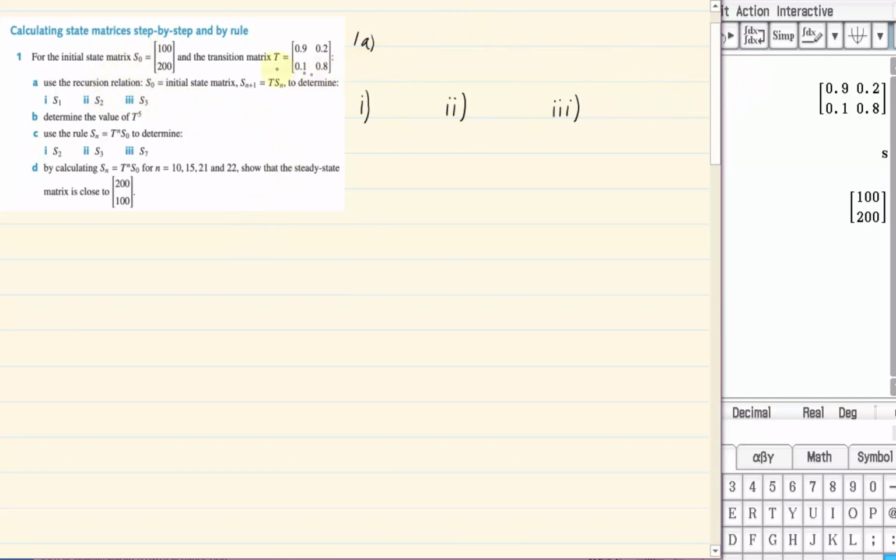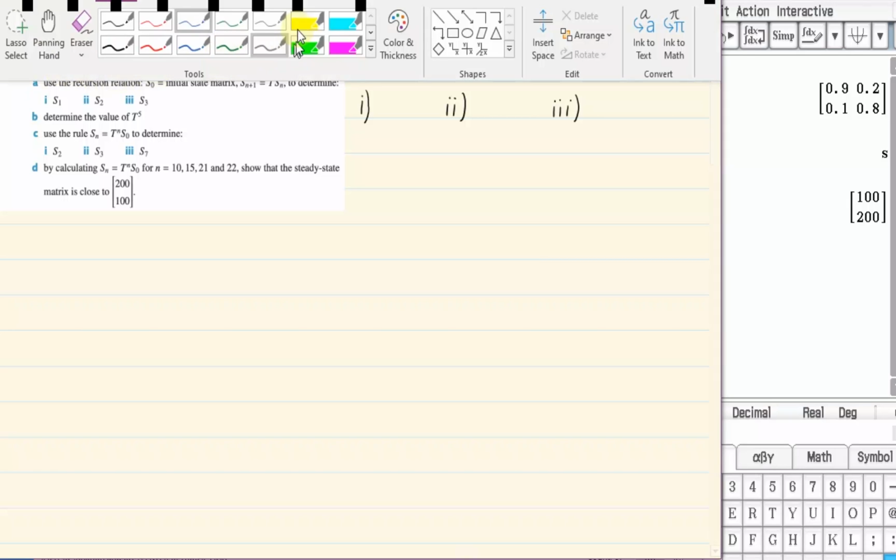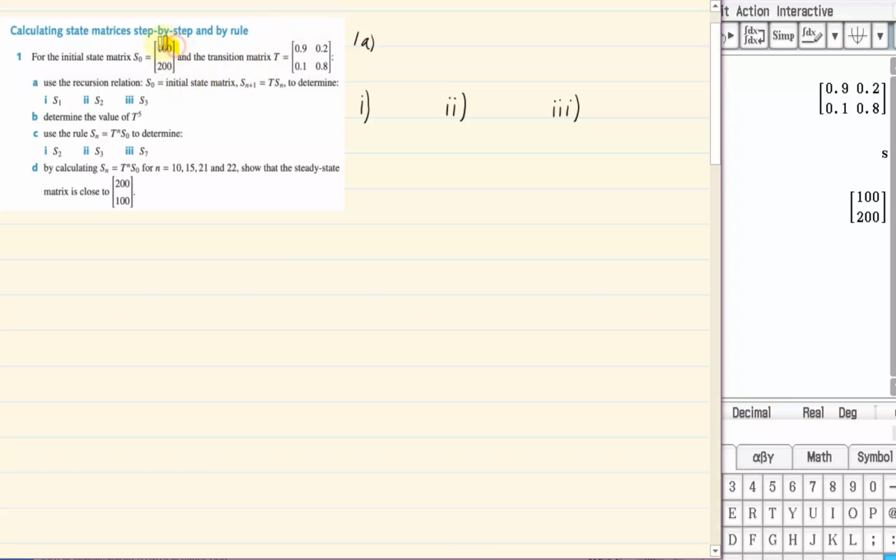We are looking at step-by-step and rule matrices, and using transition matrices to produce new steps and step n from the state matrix. Here we've got the initial state matrix S0, which is 100, 200, and here's our transition matrix that we're using.